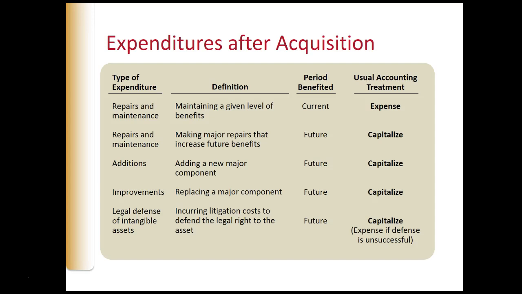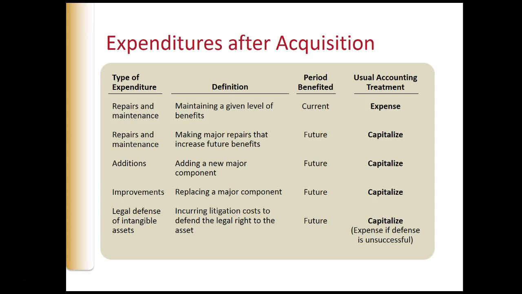Now, with improvements, that is the cost of replacing a major component of an asset. The replacement can be a new component with the same characteristics as the old component, or a new component with enhanced operating capabilities. The cost of the improvements usually increases future benefits, and we should capitalize it to the equipment account. Last, legal defense of intangible assets.